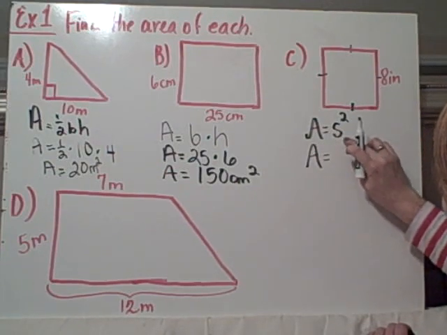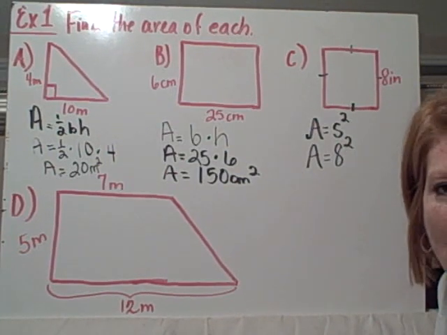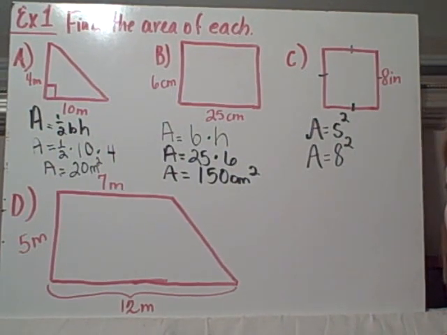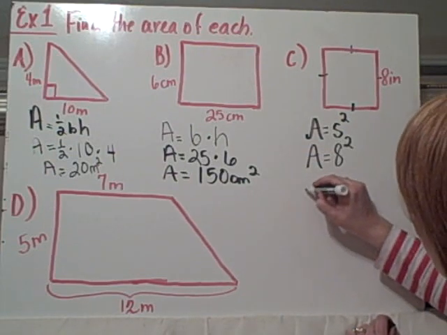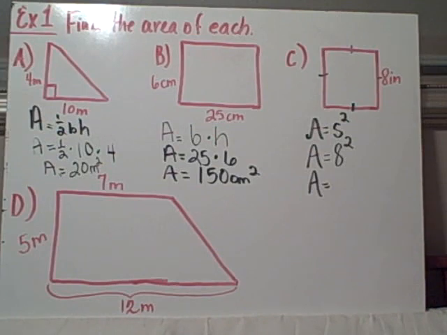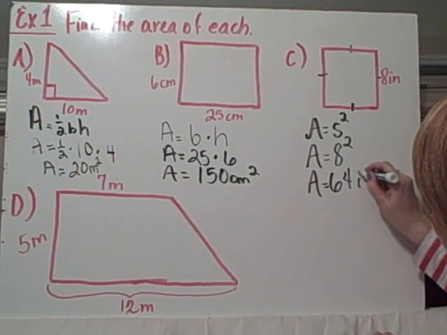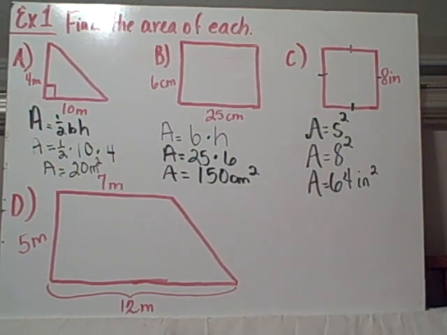Area is equal to our side, which is 8, squared. This brings back in those exponents, which you learned about quite a few units ago. And then our area is equal to 8 squared, which remember is not 8 times 2, it is 8 times 8. And that would be 64 inches squared.